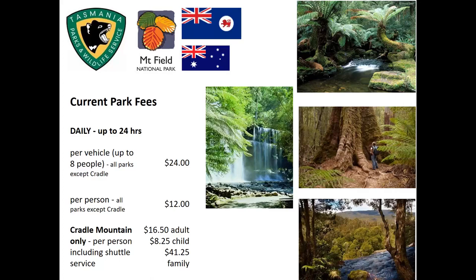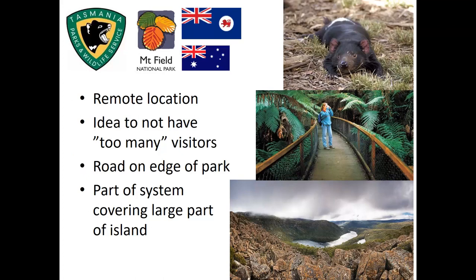This Mount Field is a rather remote location. We can see additional pictures from the area. They want to have some visitors, but not too many visitors. There is a road leading to the park and goes on the edge of the park, so the central part of the park is not accessible by car. And Mount Field, together with a number of other national parks, is part of a vast system which covers a rather large part of the island, different forms of nature protection.